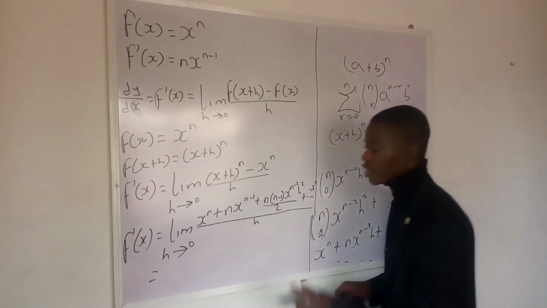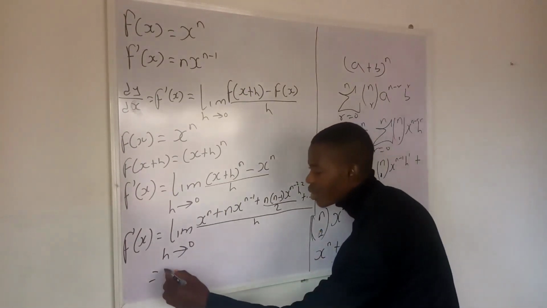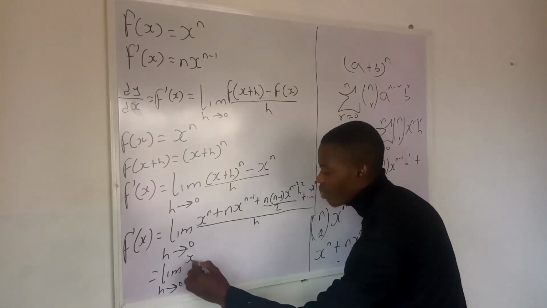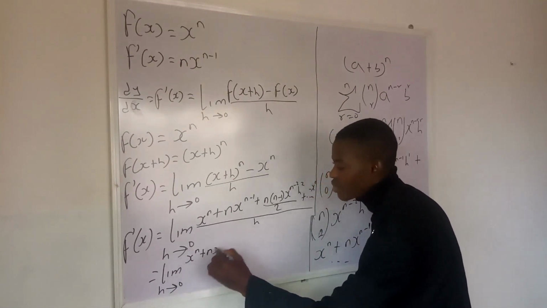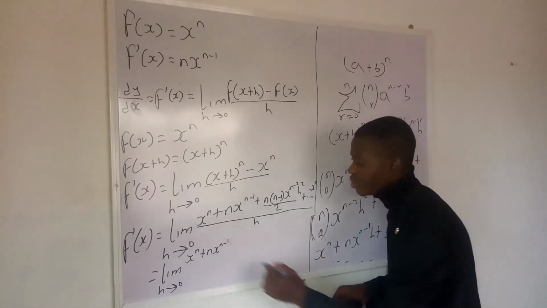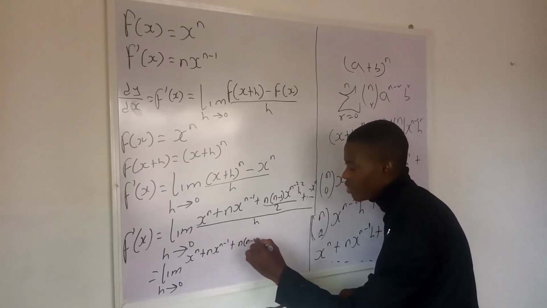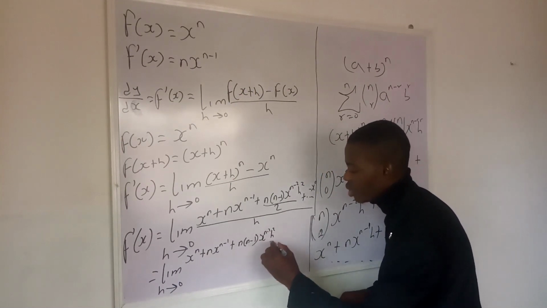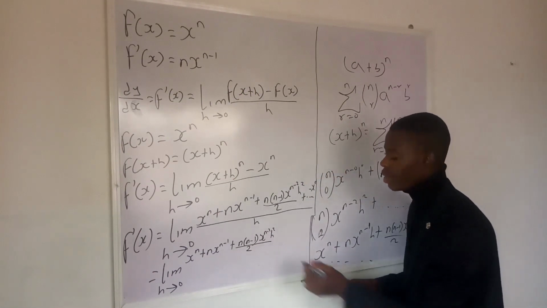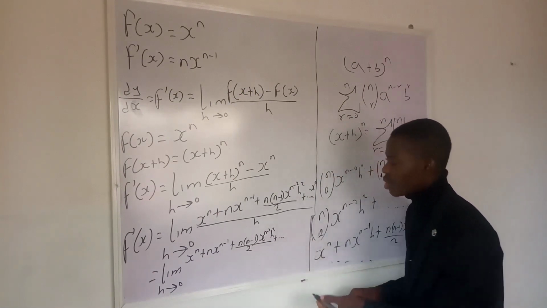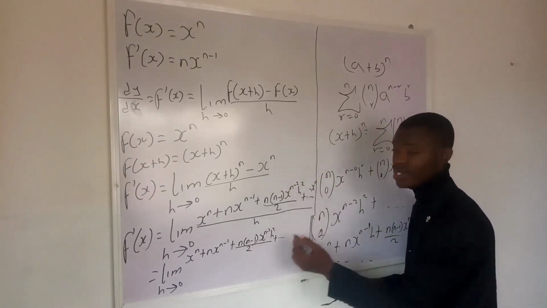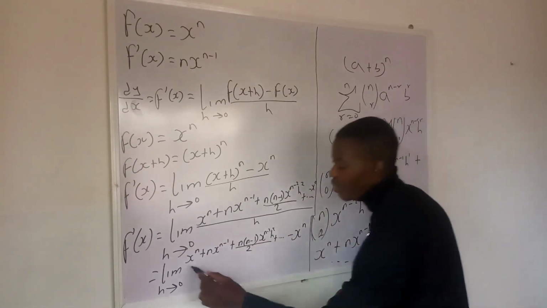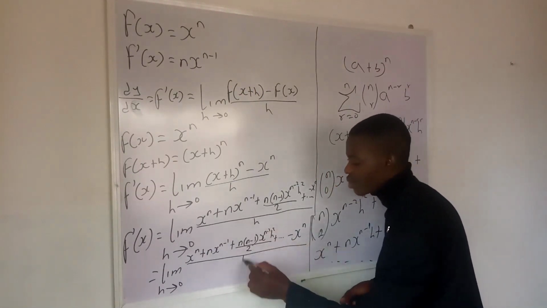Now I will write that so you can see a clear image. So we have the limit as h approaches 0 of x to the power of n plus n x to the power of n minus 1 h, plus n minus 1 x to the power of n minus 2 h squared divided by 2, plus dot dot dot. Then we have this minus f of x, minus x to the power of n. Perfect, and everything entirely is divided by h.